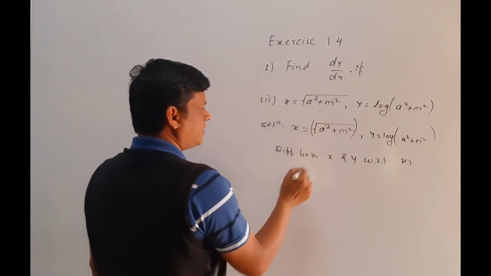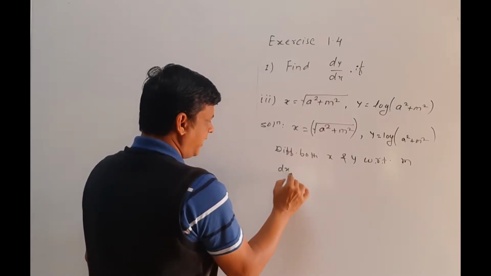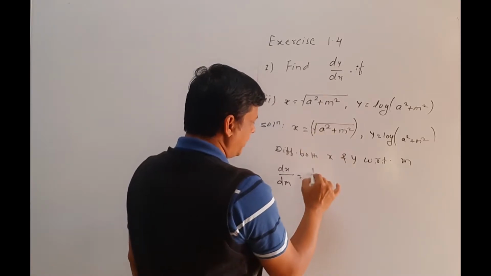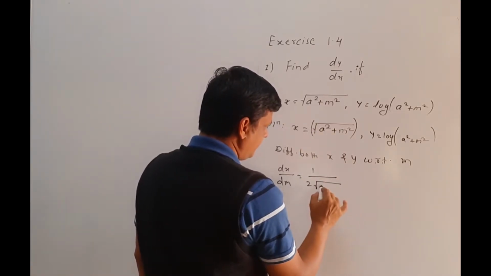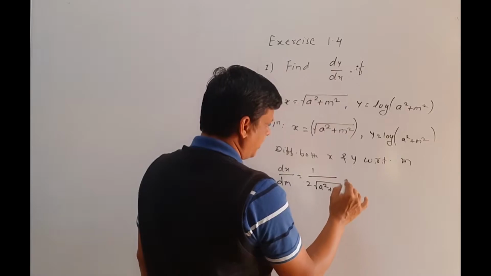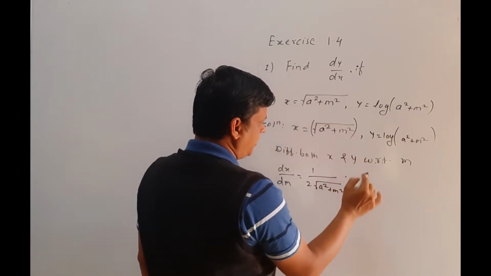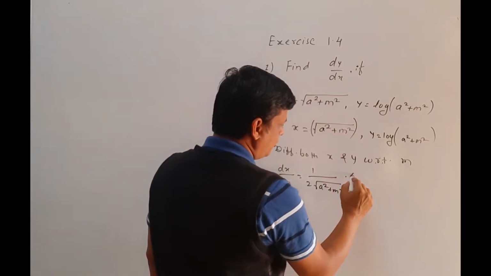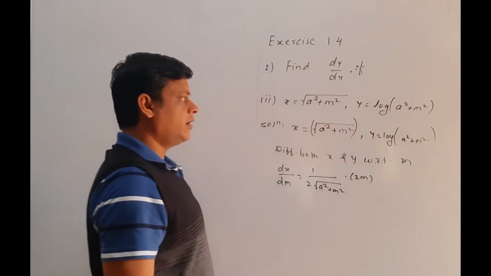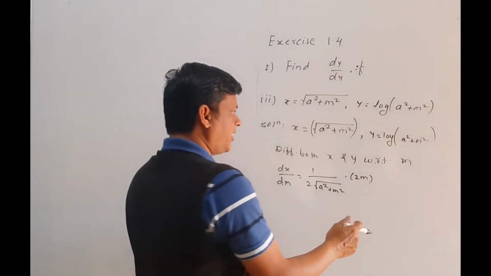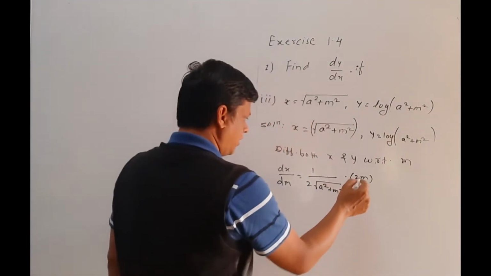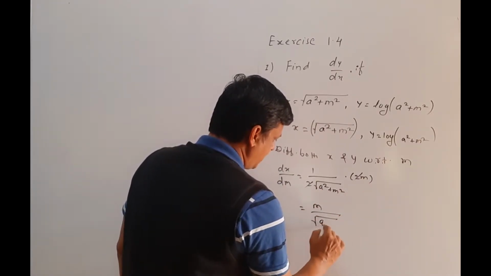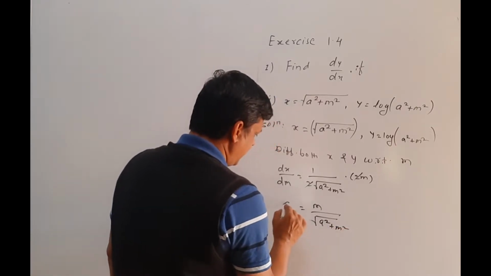So the derivative of x with respect to m, we get dx by dm is equal to 1 upon 2 root a square plus m square into the derivative of a square plus m square. A is constant, so its derivative is 0. The derivative of m square is twice m, so we write 0 plus twice m, that is twice m. So here 2 gets cancelled, and we write m upon root a square plus m square as dx upon dm.